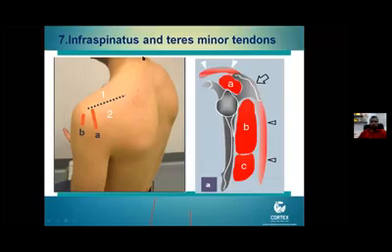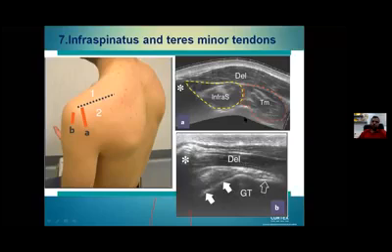So the next is the infraspinatus and teres minor. I already told you it is below the spine of the scapula. We keep the probe perpendicular here. So you can see the transverse view of the infraspinatus muscle, as well as below that the teres minor. So this is infraspinatus, and above that is the spine of the scapula. Below that infraspinatus, and below that is teres minor. And you move the probe a little bit lateral, so that you can see the insertion of these two tendons, infraspinatus and teres minor, onto the posterior aspect of the greater tubercle.